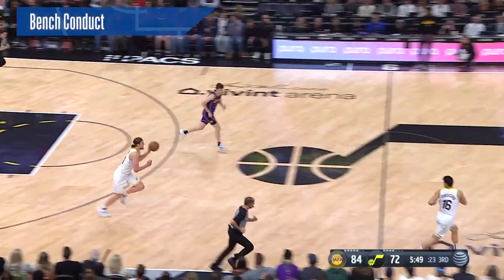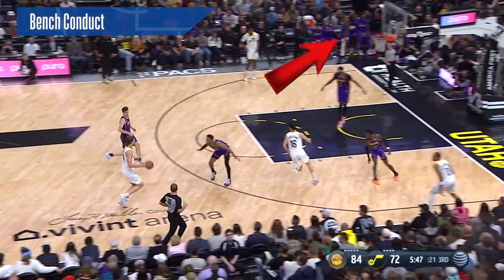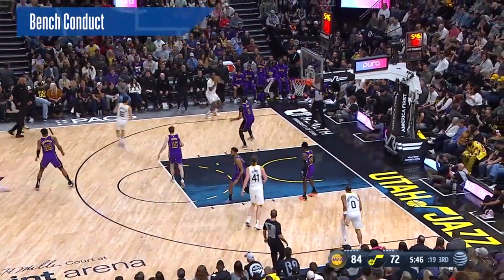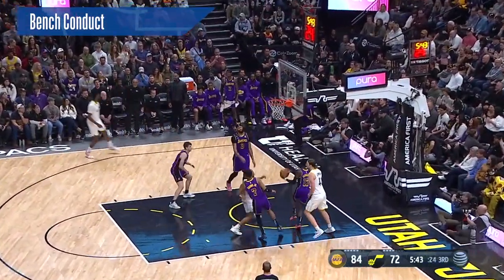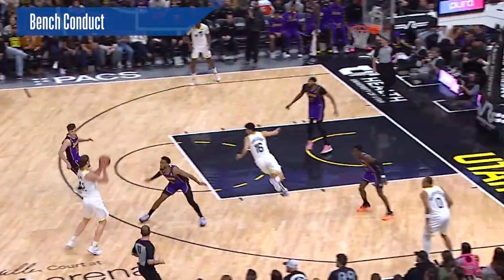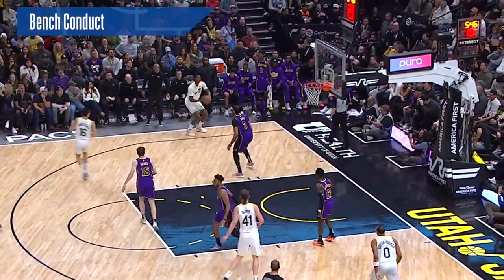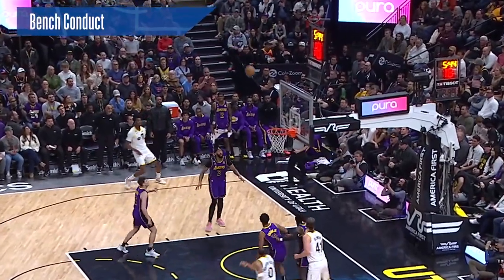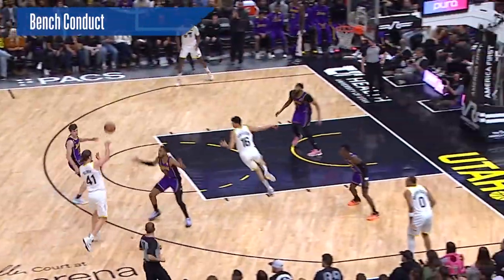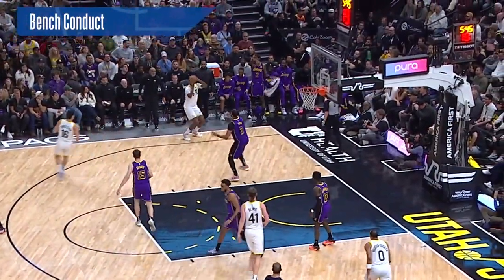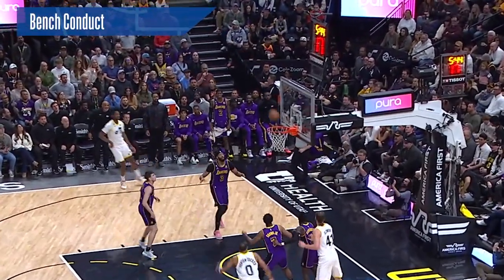Now let's look at some examples related to our bench conduct guidelines. Here, the highlighted player, Jared Vanderbilt, stands up in front of the Los Angeles bench and he attempts to overtly distract the opposing player, Damian Jones, who is attempting a three-point field goal. These actions by Vanderbilt clearly exceed the guidelines, and the unsportsmanlike technical foul was correctly called here.